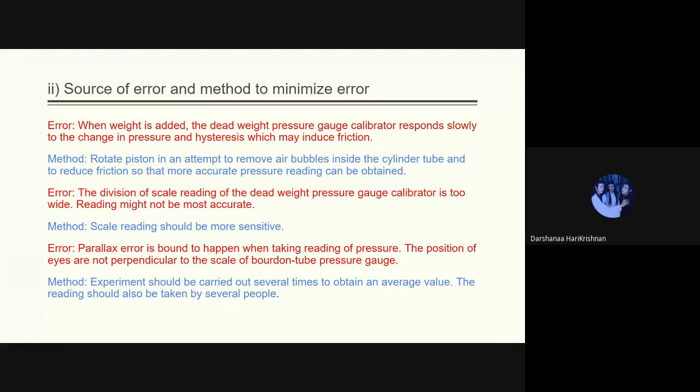The next error is that the division of scale reading of the dead weight pressure gauge calibrator is too wide. Reading might not be most accurate. A method to solve this is that the scale reading should be more sensitive.